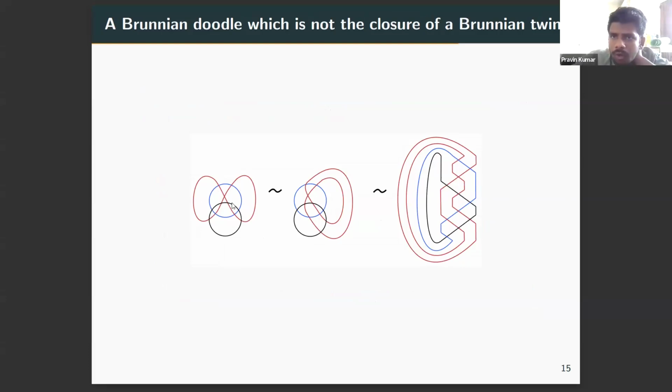To say it's not a closure of a Brownian twin, I need to show that its twin index is not equal to 3, which is the number of components, and this follows because every 3 strand twin, when I do the closure operation, will have a minimal representative. Its minimal representative will always have a multiple of 6 crossings, but the doodle I have has crossing number 11, which is not a multiple of 6. This concludes that this doodle cannot be written as a closure of a twin on 3 strands. So this is an example which is not a closure of a Brownian twin.